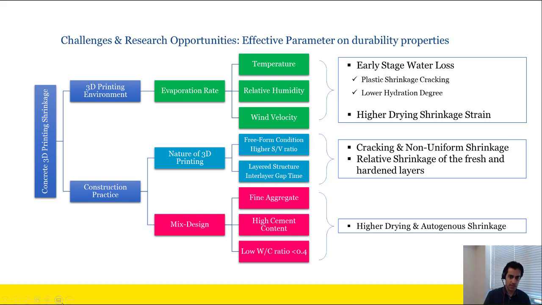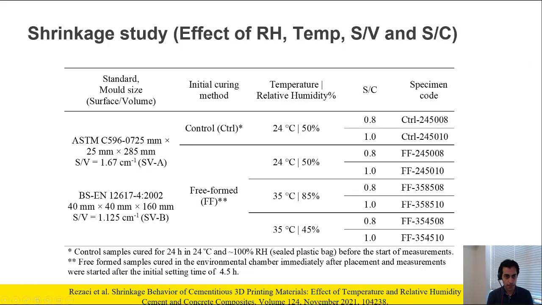And also we got a layered structure, and between the layers we got interlayer gaps or cold joints that might happen between the layers. So all those parameters are important. But in our study, we looked at the effect of the relative humidity, temperature, surface to volume, and sand to cement content, and see how these parameters can affect the shrinkage behavior of the material.